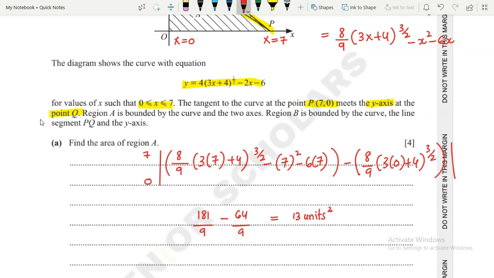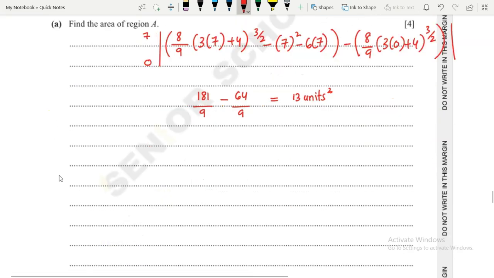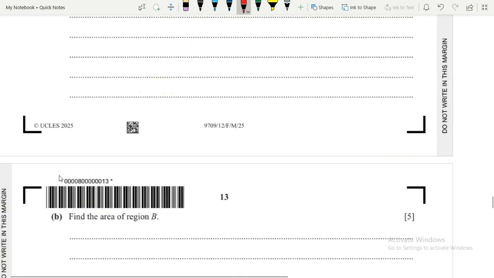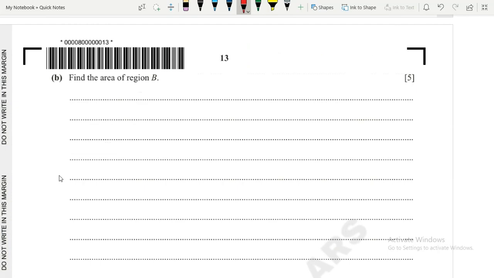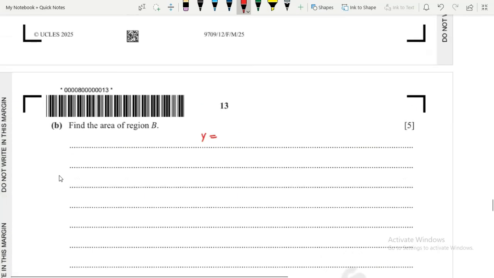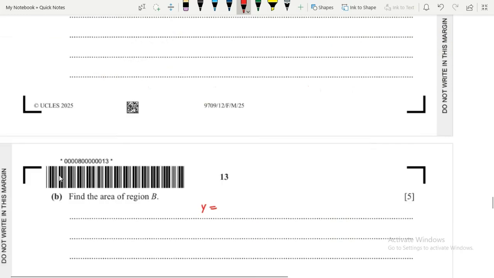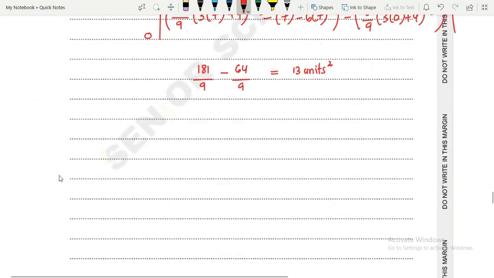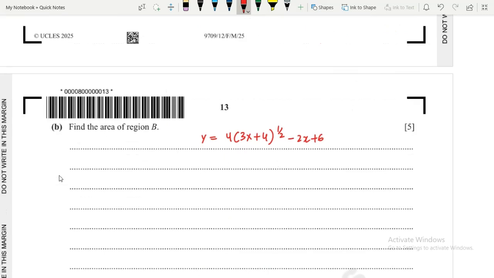First of all, how are we going to find the gradient? We know that it is the point P. We are going to find the first derivative. I have just copied the equation. The equation is y = 4(3x + 4)^(1/2) − 2x − 6. Let's ensure that it is correct. So it is minus 6. Okay, it is minus 6.